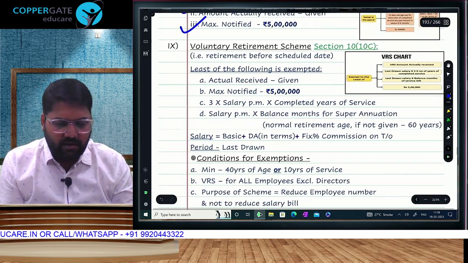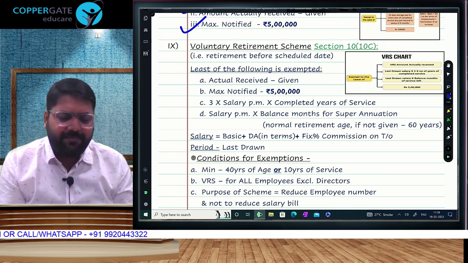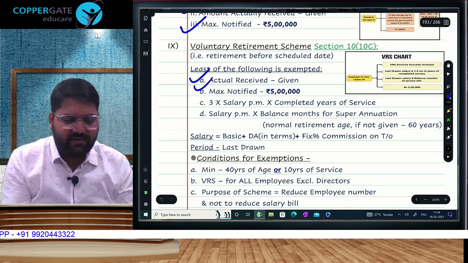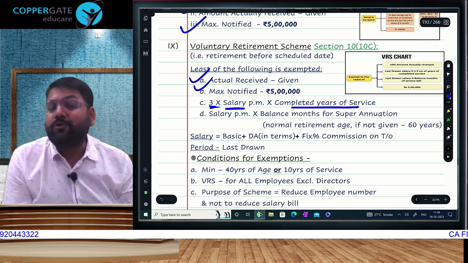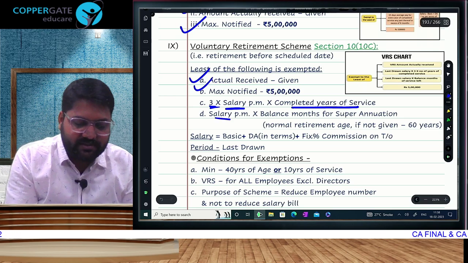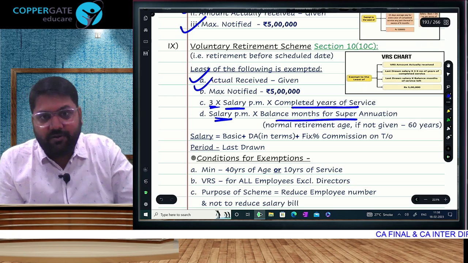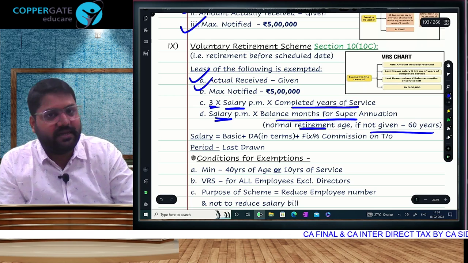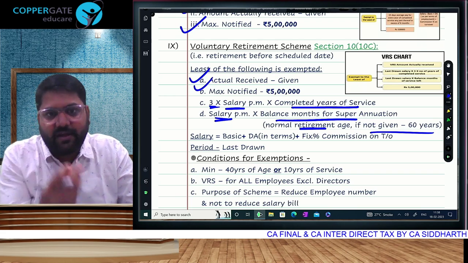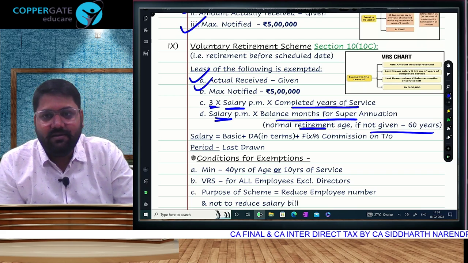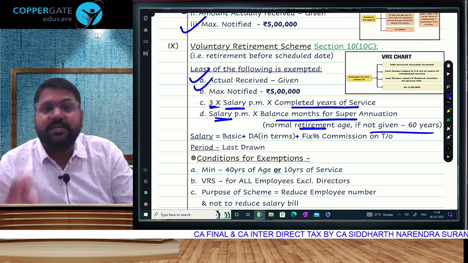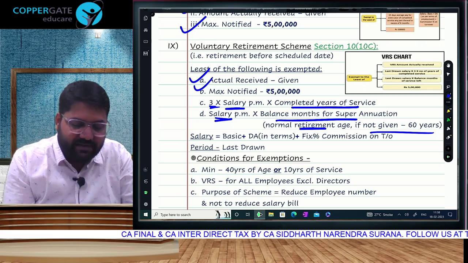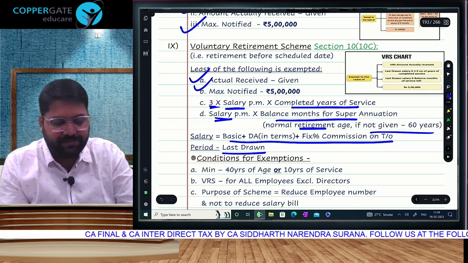Voluntary retirement from service: when you get payment for VRS, you retire before time. Again, actual received, and your maximum notified is also 5 lakh. 3 into salary per month into number of years of service, and the same salary per month into balance months for superannuation. You are retiring before age. So how many months were remaining for your normal retirement age, which if not given, we take 60 years. If you retire at the age of 55, so 5 into 12, 60 months remaining. And if the company's policy is 58, given to you, so we take 3 into 12 balance months for superannuation. And your salary will again be basic plus DA in terms plus fixed percentage, but last drawn.